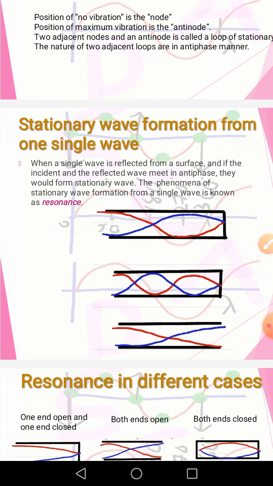The definition is already given. When a single wave is reflected from a surface, and if the incident and the reflected wave meet in antiphase, they would form a stationary wave. And this is what we call resonance.